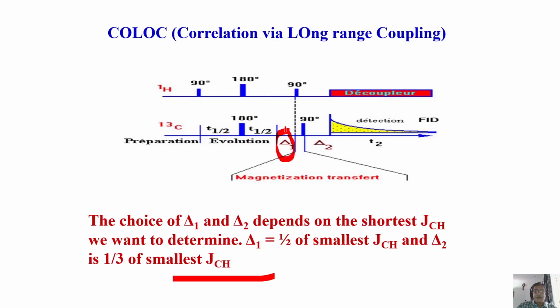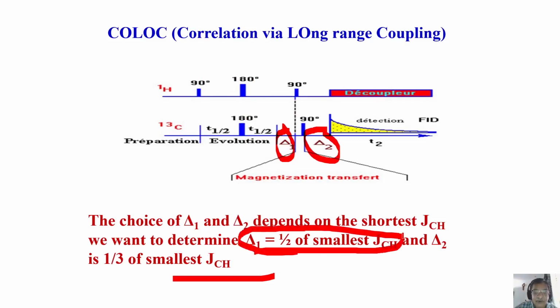Only thing you are going to put is a small delay just before and after this pulse, so that delay you can choose, optimize this for the smallest coupling between proton and carbon.